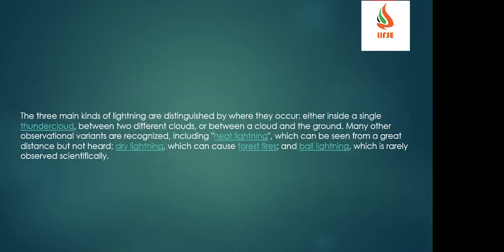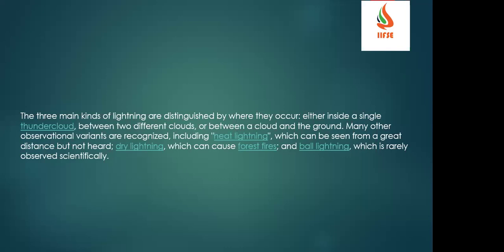There are three main kinds of lightning, classified by where they occur. One is either inside a single thunder cloud or between two different clouds, or between a cloud and the ground. Because the cloud is highly charged and the Earth acts as neutral or highly positive charge, there is a chance of a discharge. When the cloud comes closer or any elevated surfaces are nearby, there may be a chance to discharge.